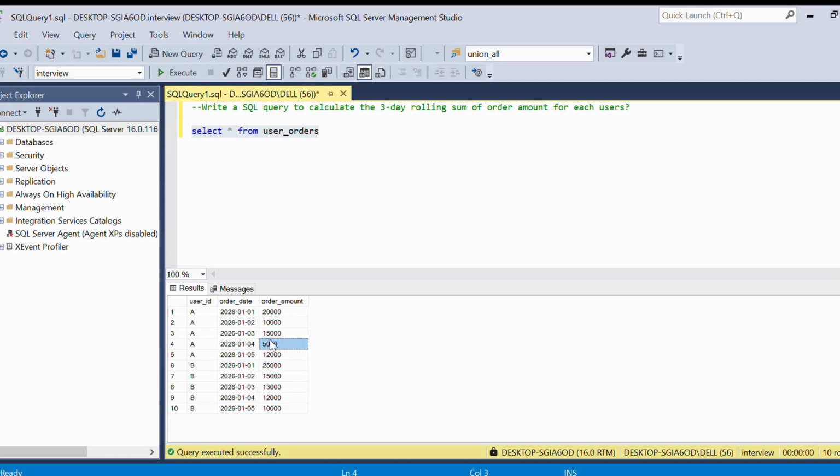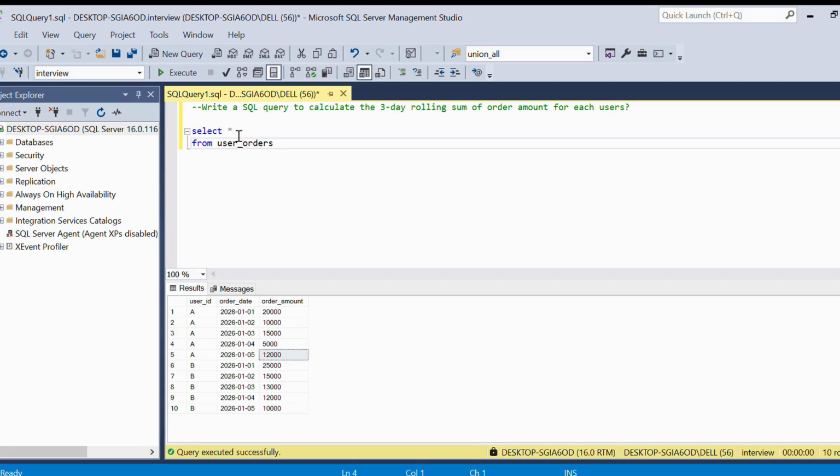For the fourth row, the rolling sum would be 5 plus 15 plus 10, so the total would be 30k. And for the fifth row, the rolling sum would be the current row plus the last 2 rows, so 12 plus 5 is equal to 17, plus 15, which means the total would be 32k. This way, the rolling sum is calculated for each user. Next, I'm going to write the SQL query. Let's see how I will frame the logic for this.